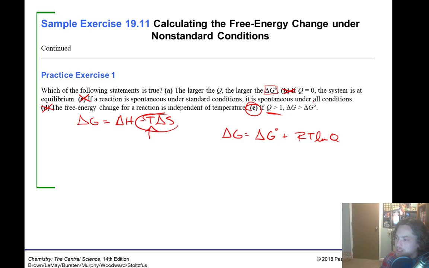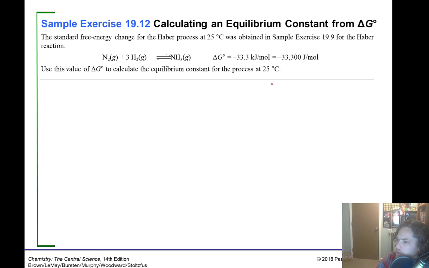It doesn't matter how infinitesimally small it is, it's still going to be bigger. So I think I was right to be suspicious of this one right here. So we're going to say A is wrong and E is the right answer. All right, so here we go.